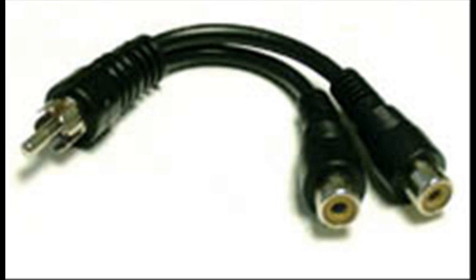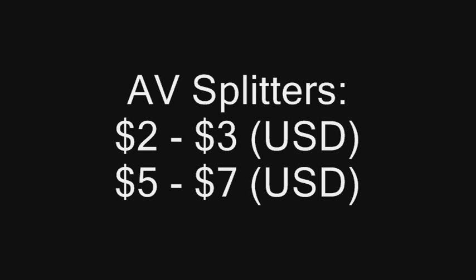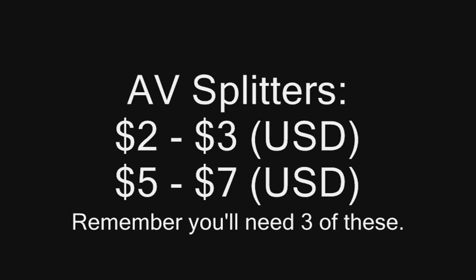The AV splitters can run you anywhere between $2 to $3 or $5 to $7. I've seen some pretty crummy looking AV splitters, so I would probably suggest getting the ones from $5 to $7. They should sell AV splitters at just about any electronic store. I know they sell them at Walmart, but personally I got mine at Radio Shack.